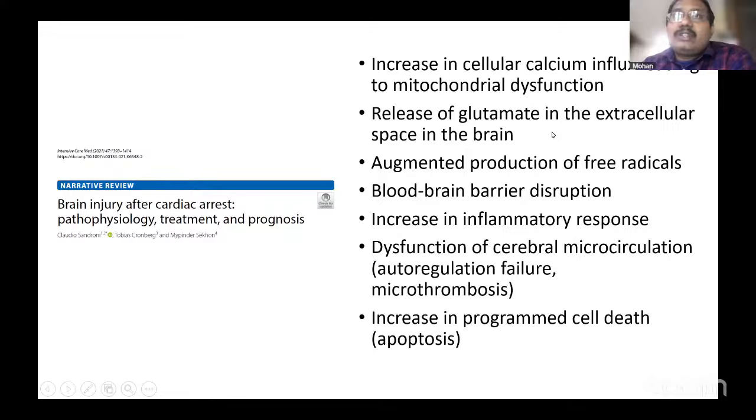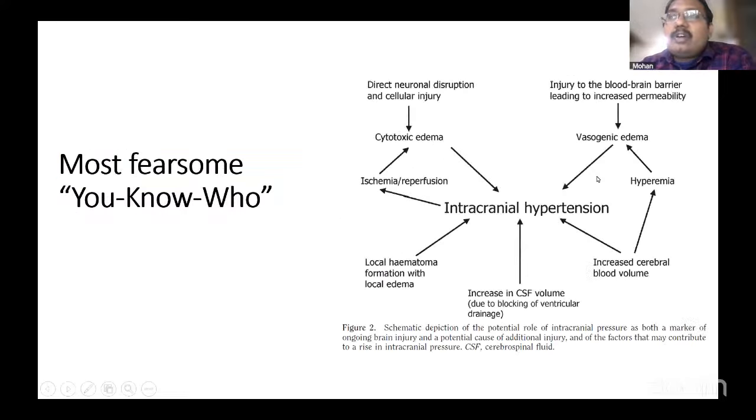Ultimately, all of this damage that the brain sustains pushes the neurons into programmed cell death, or apoptosis. That's how post-cardiac arrest brain injury happens. So we have seen that a lot of processes take place in inducing the injury, but the most fearsome is the combination of cytotoxic edema, which happens due to cellular injury. A lot of sodium comes in, water comes in, and calcium comes in. Along with that, there is a disruption of the blood-brain barrier. It causes vasogenic edema.